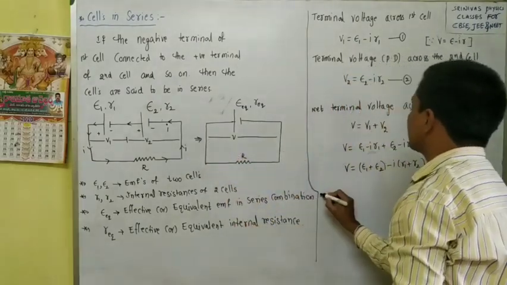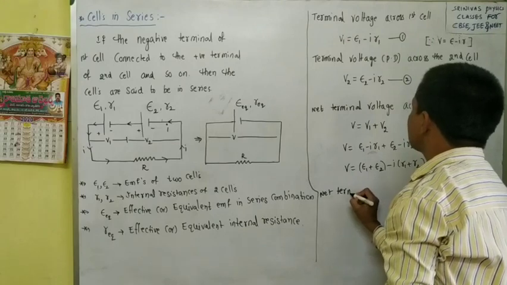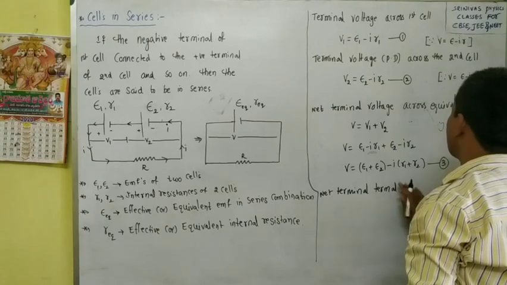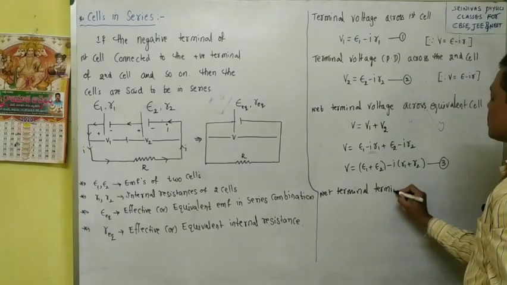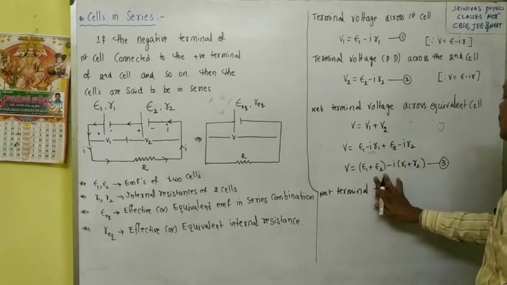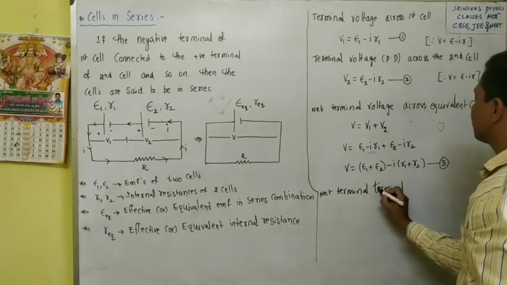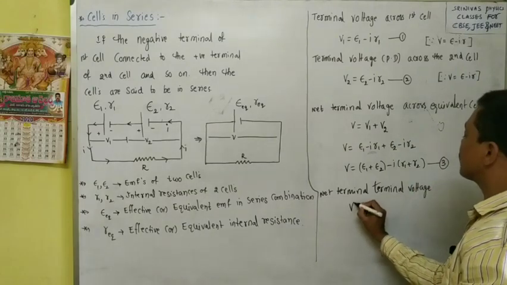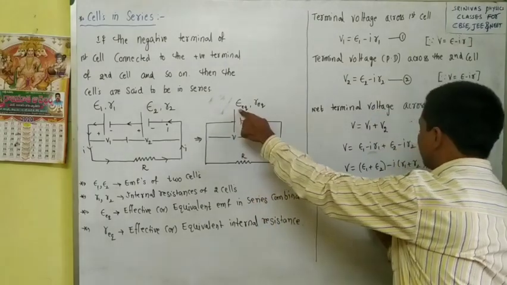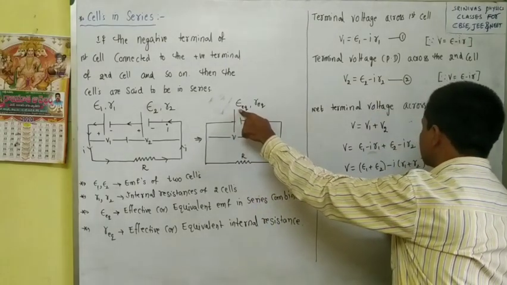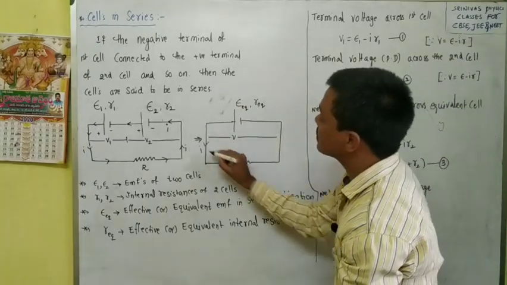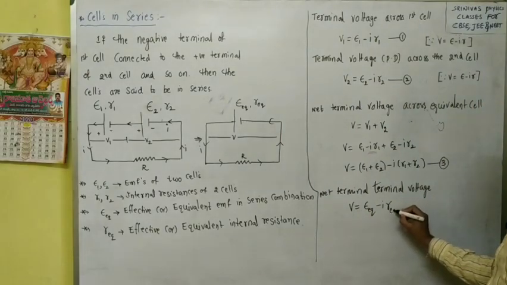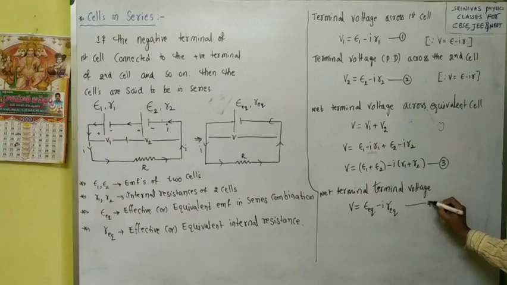Next, I am going to compare with the net terminal voltage, the net potential difference. What is the net terminal potential difference? We write the net voltage is V, the net EMF is E equivalent, minus the net current I, the current in the circuit, into R equivalent. This is equation 4.